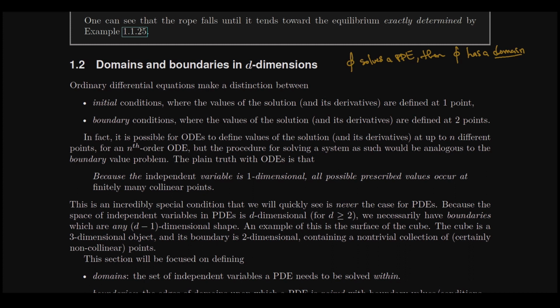And importantly, the domain is going to be some subset of D-dimensional real space, which is open. Actually, there are two things, open and connected.